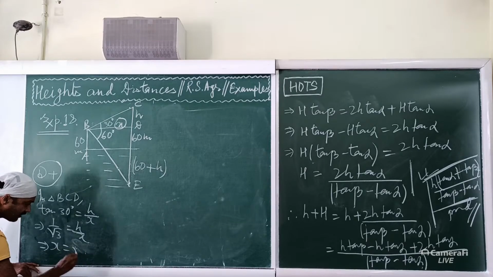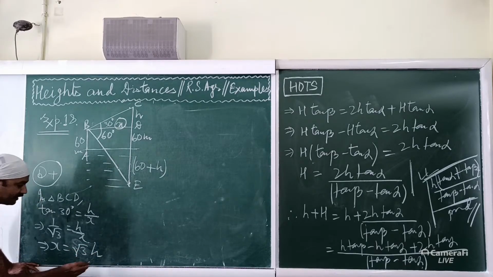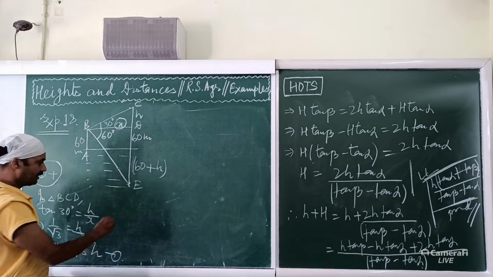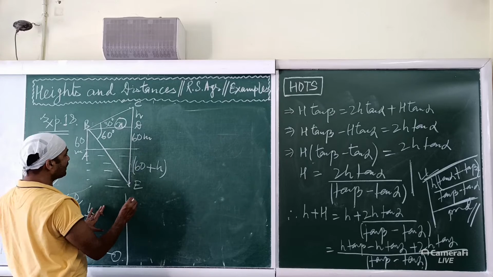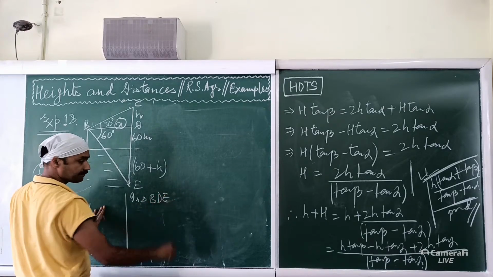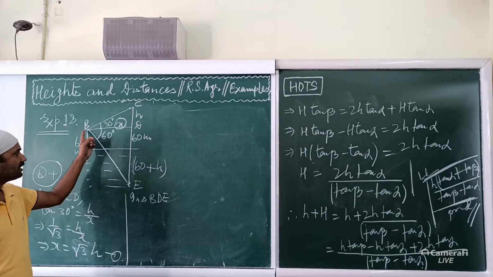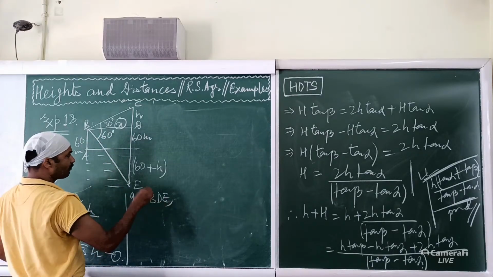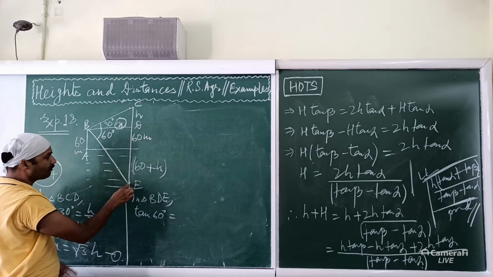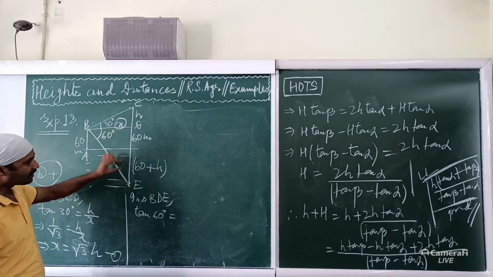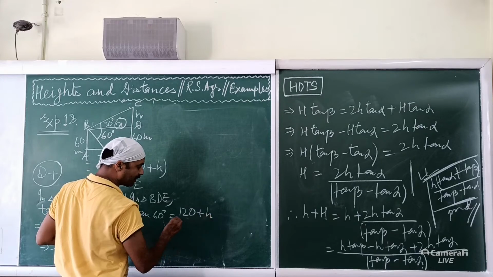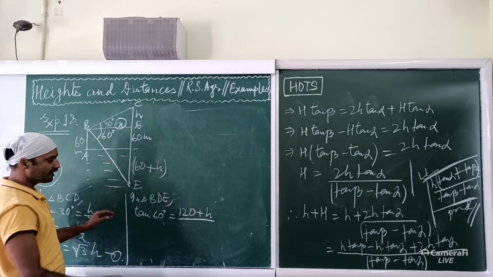That will be most appropriate, root 3h. This is relation number 1. Now in this triangle, next our triangle BDE. In triangle BDE we have tan 60 degree equals perpendicular by base. Perpendicular is 60 plus h, which means directly we may write 120 plus h, by base x.